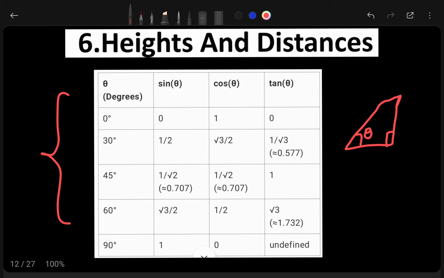Sin theta, you know, is opposite side by hypotenuse. See here, opposite side is this, adjacent side is this. Adjacent means side one, and hypotenuse means this longest side. Cos theta means adjacent side by hypotenuse. Tan theta means opposite side by adjacent side. Simple. And sin theta by cos theta is tan theta, of course. Right. Now we shall go over the question.